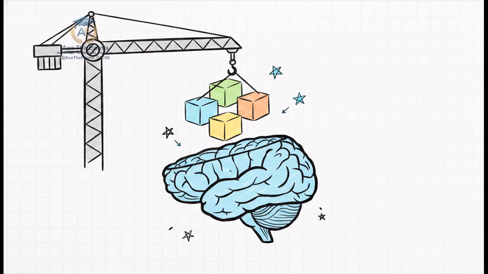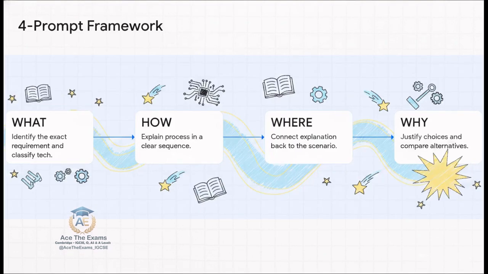So how do we fix this? By upgrading your memory structure using a brilliant 4-prompt framework. To build a rock-solid pathway to full marks, you gotta follow these 4 specific sequential steps.